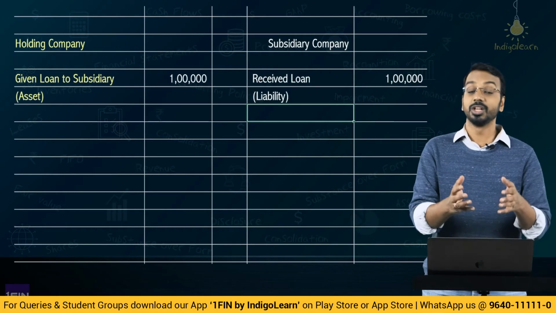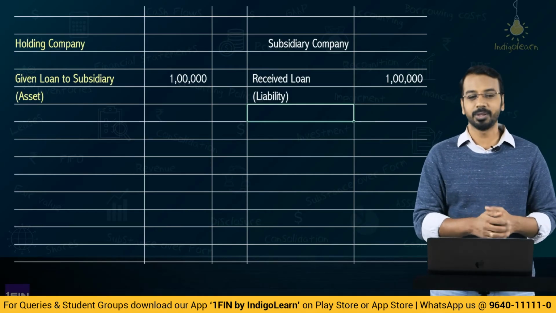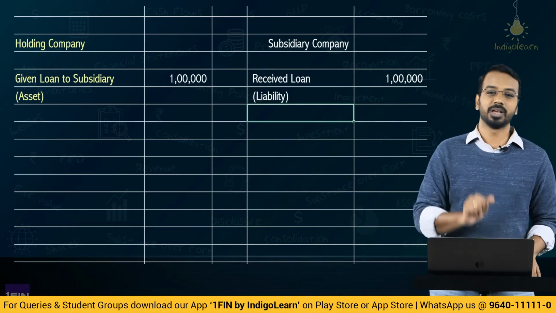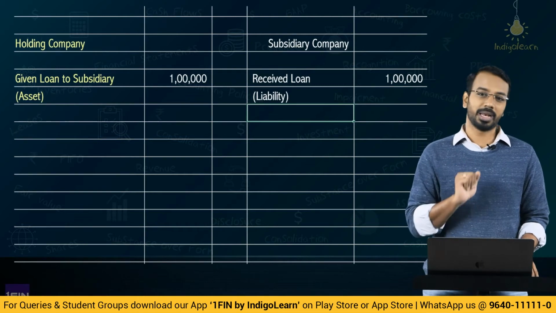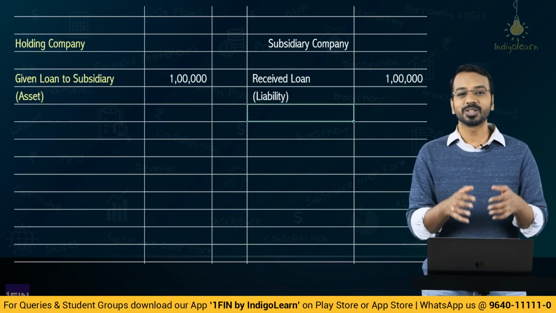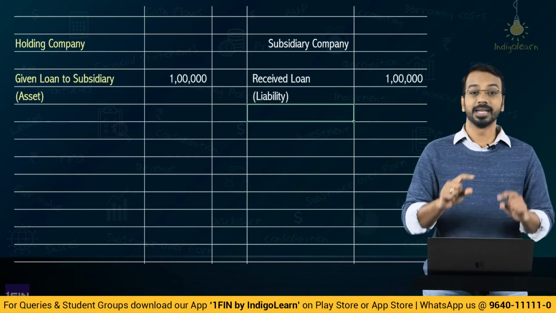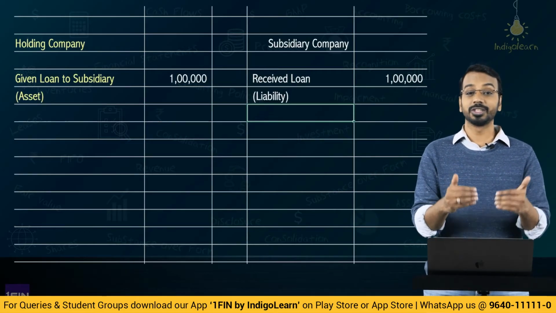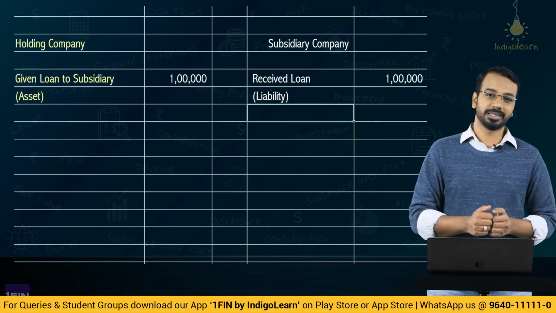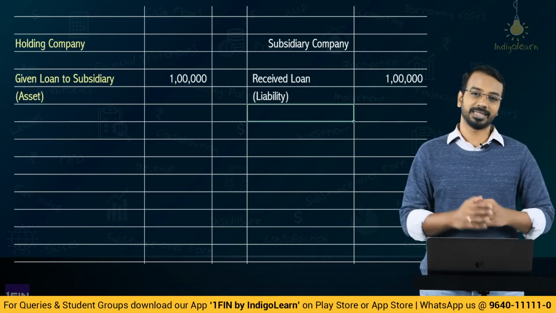So, from the asset side, you will remove that 1 lakh of loan receivable. From the liability side also, you will remove that 1 lakh of loan. So, net in the consolidated financial statements, you will show this amount as 0, right? That is the logic of consolidating intra-group transactions, that is, within the group transactions.